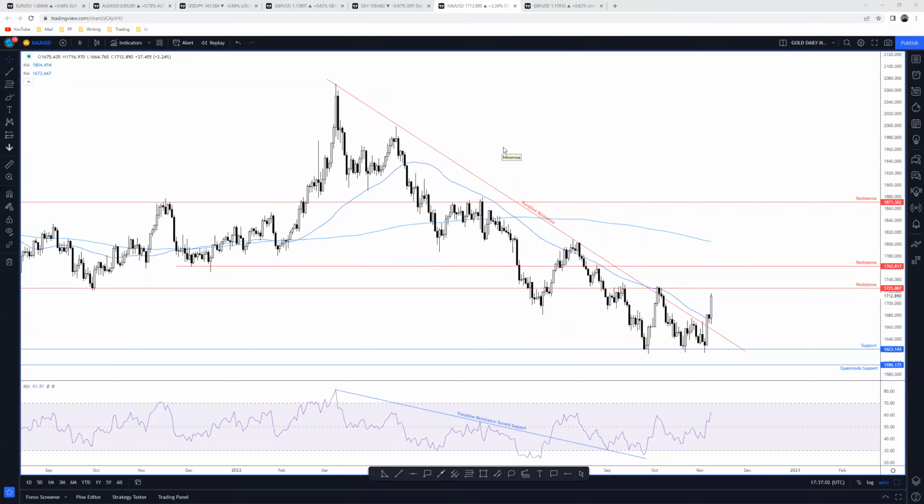Retest? Yes, retest of what? I had an attendee here say retest. You have to be a bit clearer than that, I'm afraid. Retest of what? Thank you.